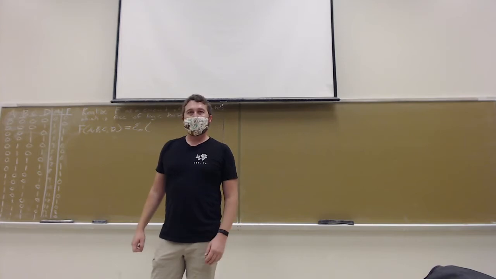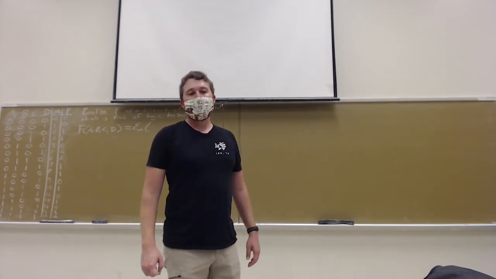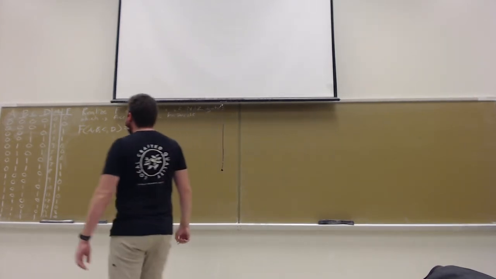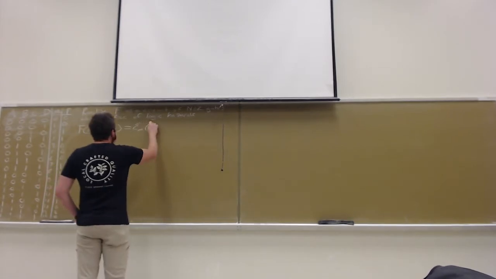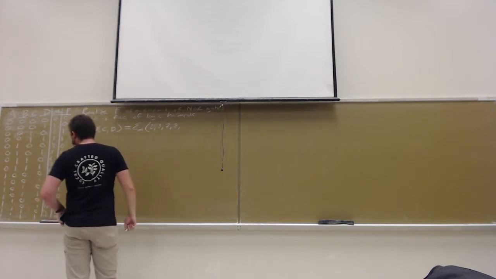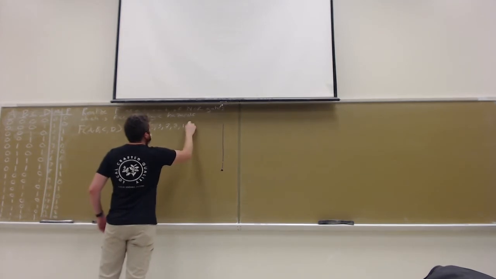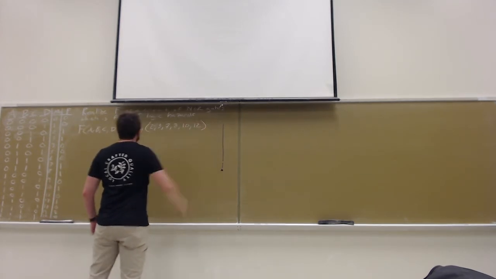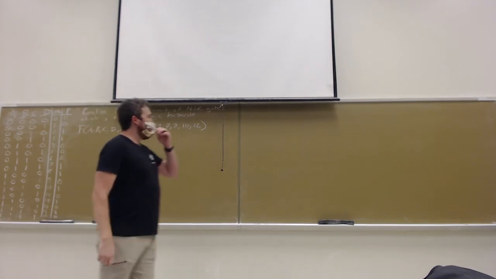Which ones? 2, 3, 7, 8, 10, 12. All right, so there we go. There's F as a sum of minterms.